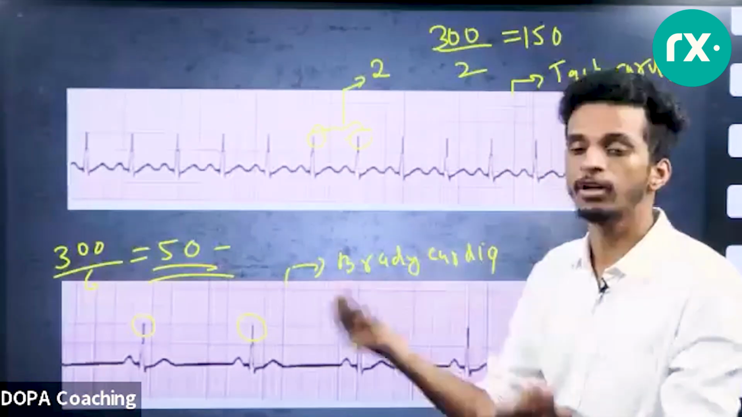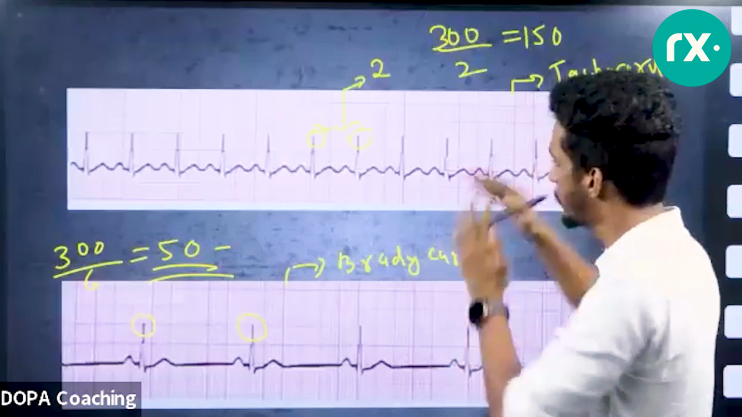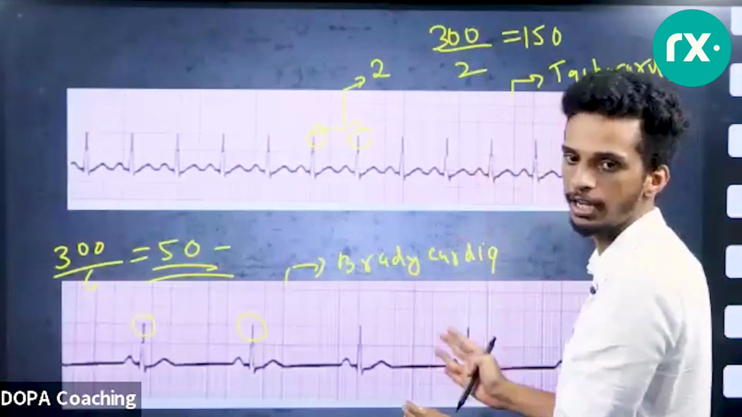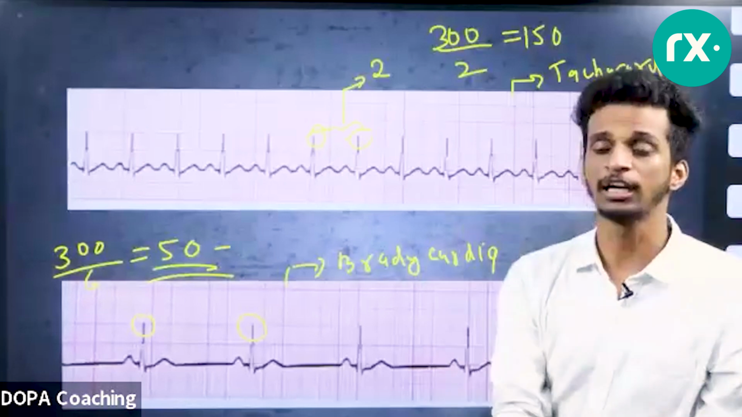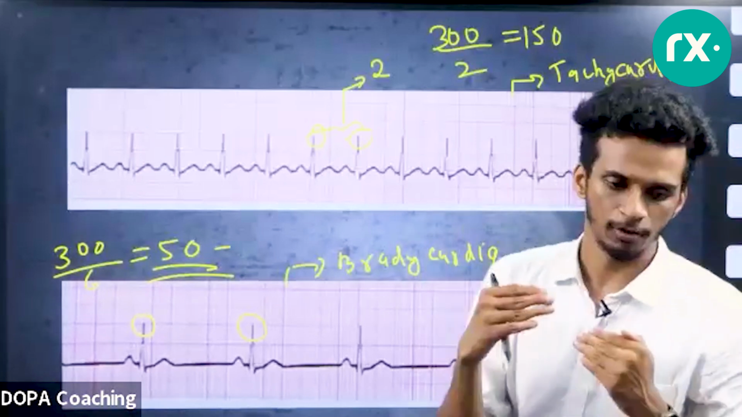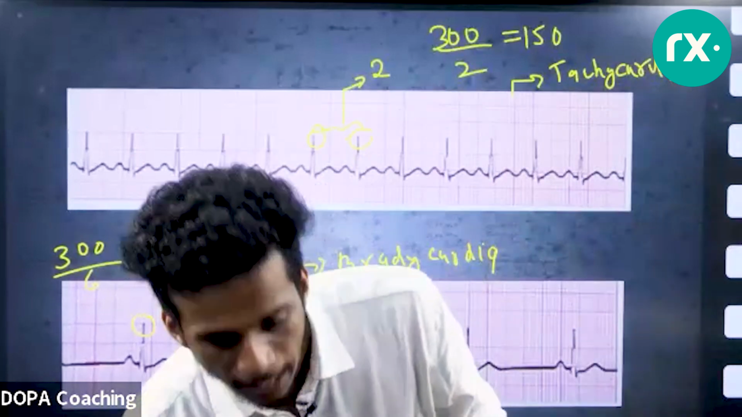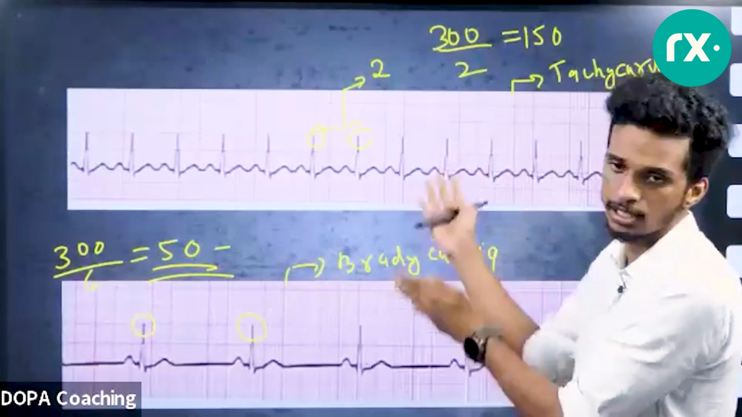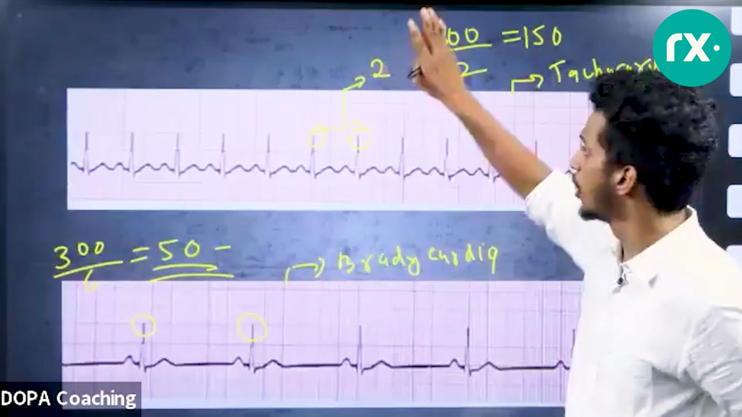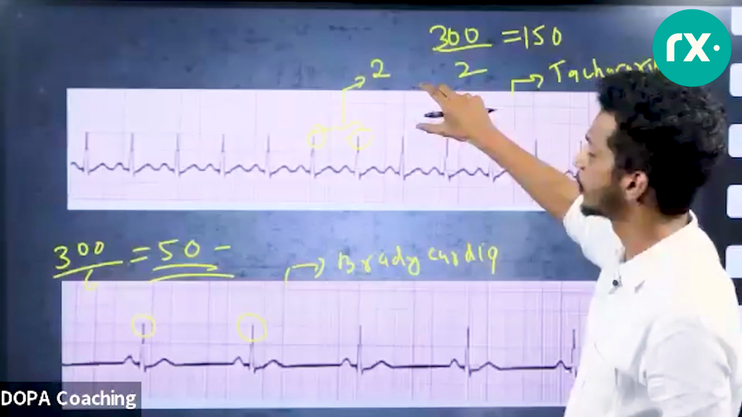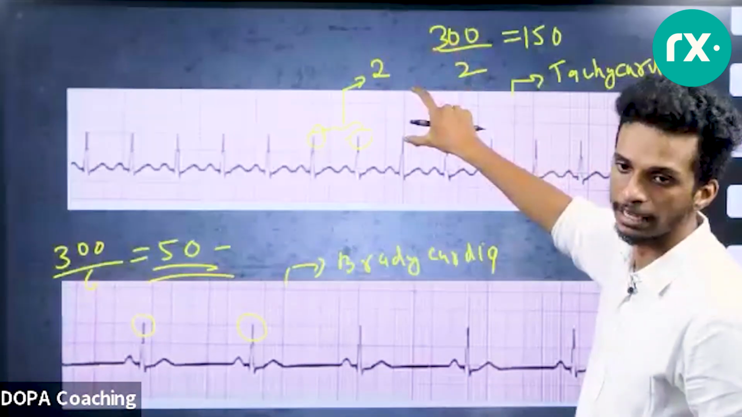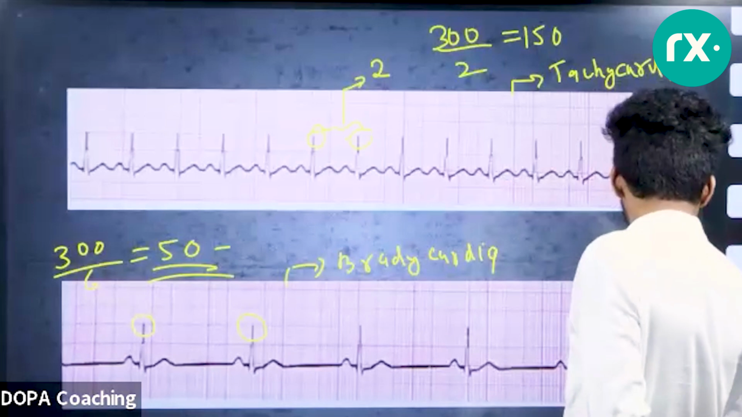But over time, when you see more and more ECGs, just by a single glance you can tell whether an ECG is in tachycardia or bradycardia, because you will be conditioned to it. So I hope it's clear to everyone. Here the rate is around 150, and this is an ECG with tachycardia. Here the rate is around 50, and this is an ECG with bradycardia.